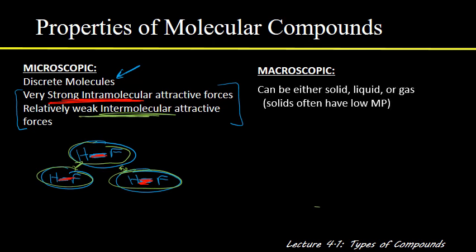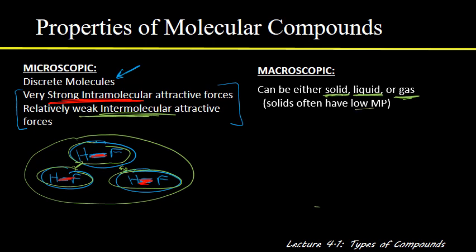So since the attractive forces between the different particles, the intermolecular forces, are not as strong, they're not always held together tightly as a solid. So depending on the composition of the compound, they can be either a solid, a liquid, or a gas. And if they are a solid, the solids very often have fairly low melting points. So it's fairly easy to heat something up a little bit and convert it from a solid to a liquid, or heat it up a little more and convert it to a gas.